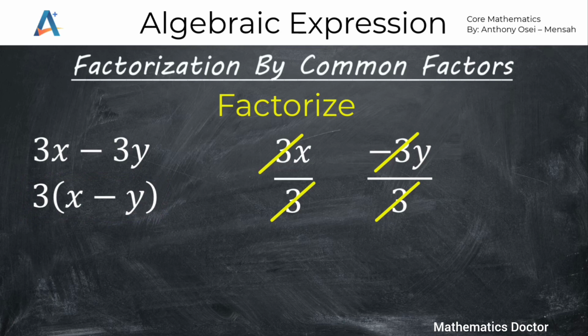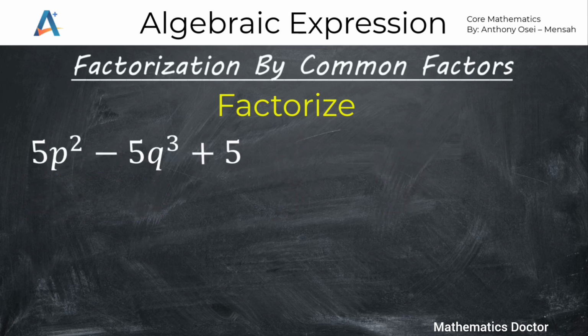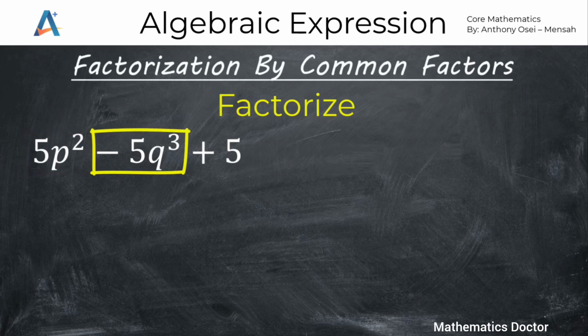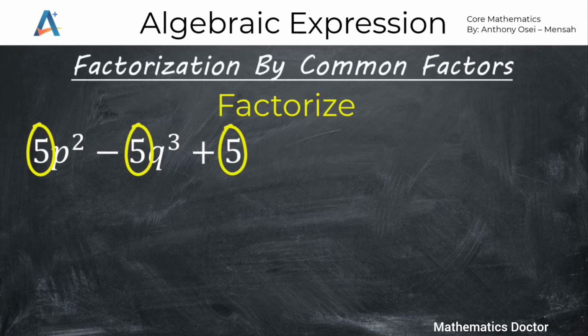Example number 3 says factorize 5p squared minus 5q cubed plus 5. In this expression, we can all see that the first term is 5p squared. The second term is minus 5q raised to the power 3. And the last term is plus 5 or positive 5. Now, if we check, the highest common factor will be 5. So then we'll factorize 5 out. We open and then we close the bracket.